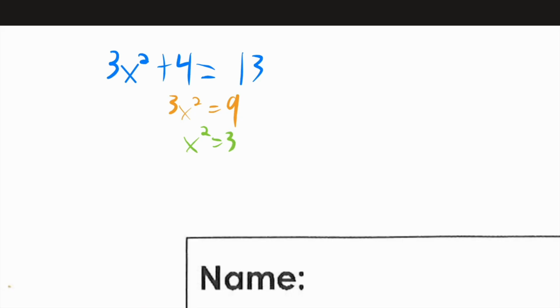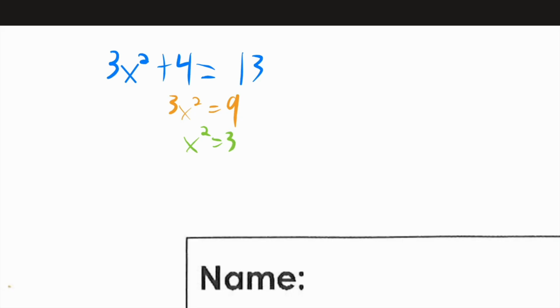So if I were to have, let's say, 3x squared plus 4 equals, I don't know, let's go with the number 13. I would need to get whatever is being squared by itself first. So my first step would be to subtract the 4, giving me 3x squared equals 9, and then divide by 3 on both sides, giving me x squared equals 3.